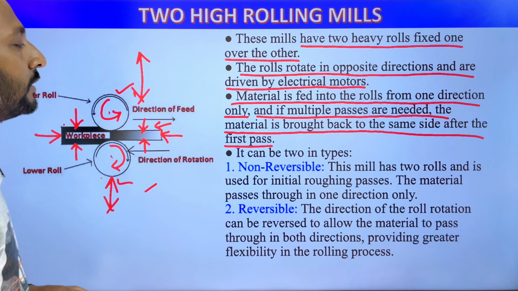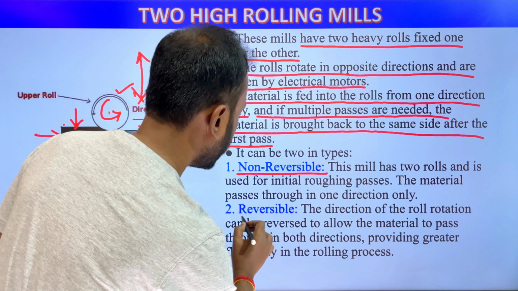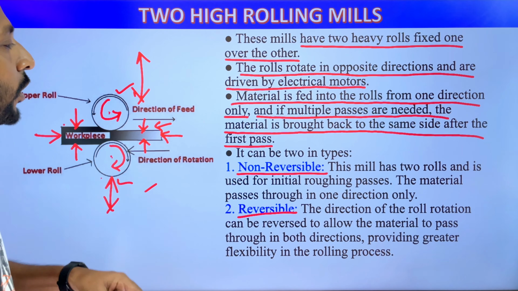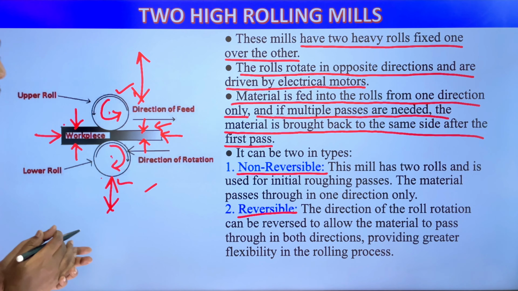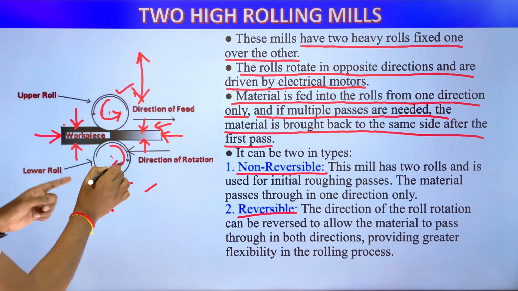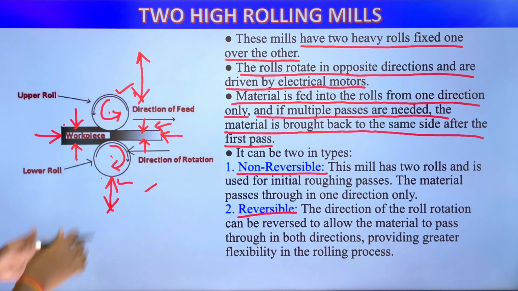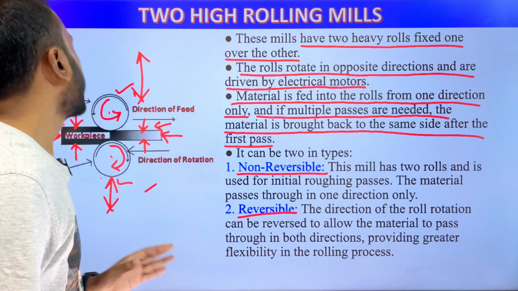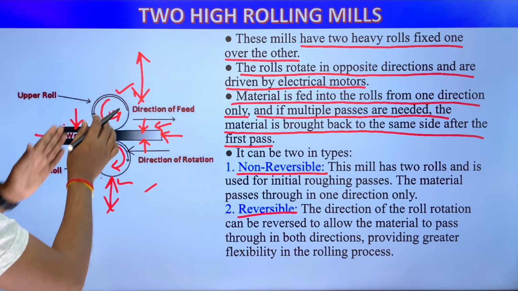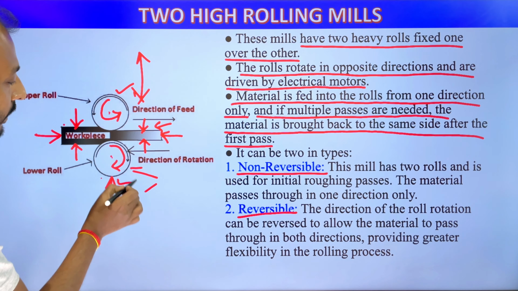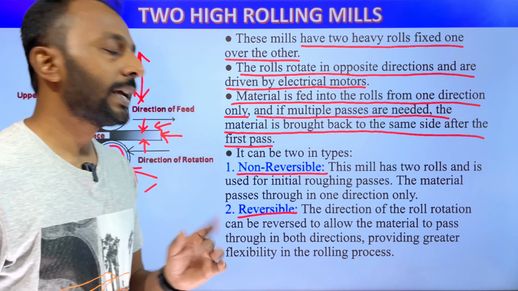This mill can be of two types, non-reversible and reversible. Non-reversible rolling is when the rolls can rotate only in one direction. This is called a non-reversible 2-high rolling mill. That means this roll can only rotate anti-clockwise and this roll can only rotate clockwise. And what is reversible? Reversible means this roll can rotate anti-clockwise and clockwise, both directions. This also can rotate in both directions.